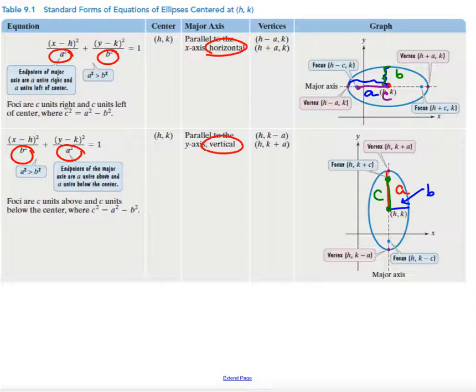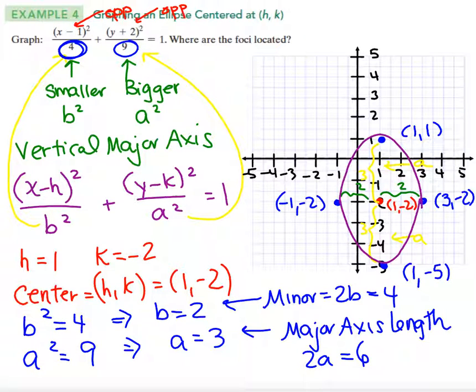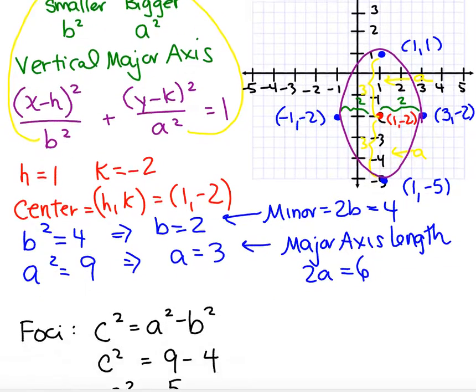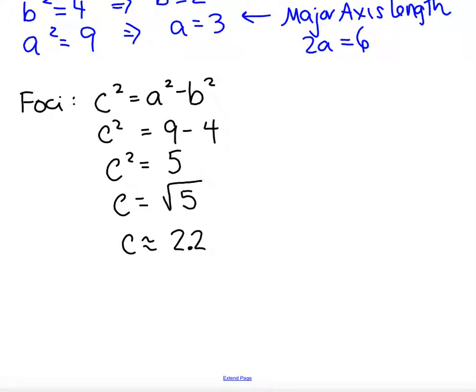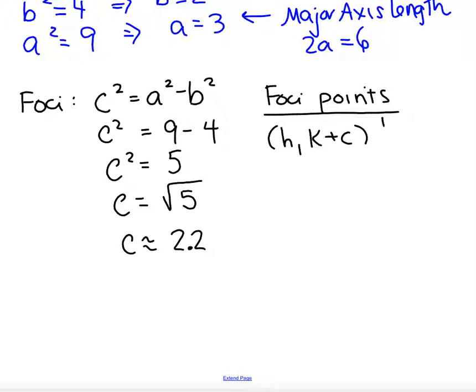I'm going to head back to this slide here. Right here and right here helps you to find your foci points, highlighted in the yellow. So since we're working with the vertical, you take (h, k plus c) and (h, k minus c). So that's where we'll find our foci points. So we know our c. The rule says (h, k plus c) and (h, k minus c), and we'll get our 2 points. So we know our c is 2.2. It's easier to graph when we don't have it as a radical.